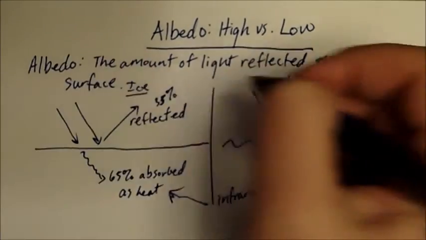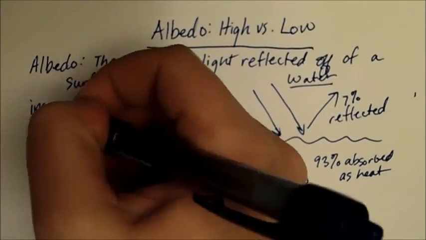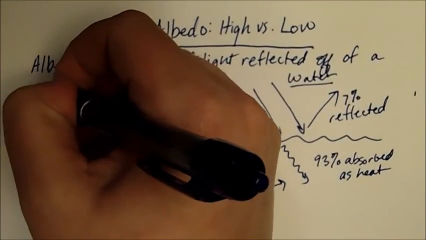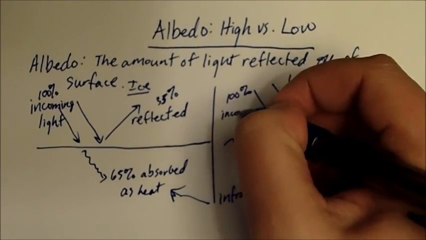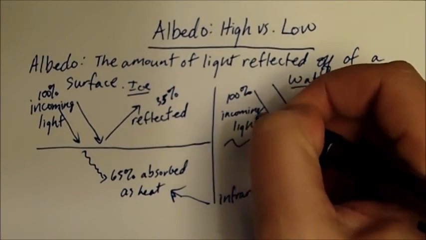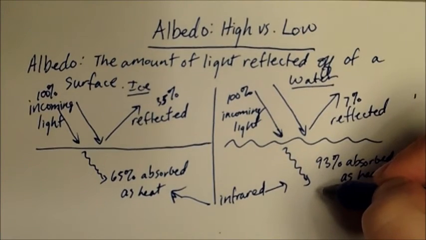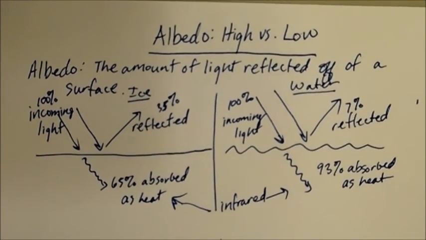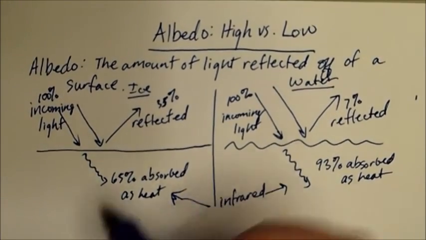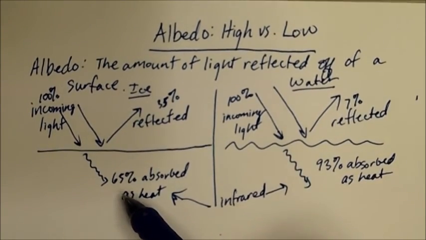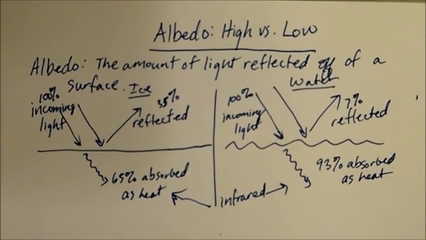So to recap, we have incoming light, and of course there's 100% of that total. On the other side, of course, we still have 100% incoming light. But on the water side, we've got 93% absorbed, and that is absorbed heat. So that's heat that's still sticking around. And then we've got 7% reflected. On the ice side, we've got 65% absorbed as heat and 35% reflected. So I hope that you can see that there's quite a big difference there.